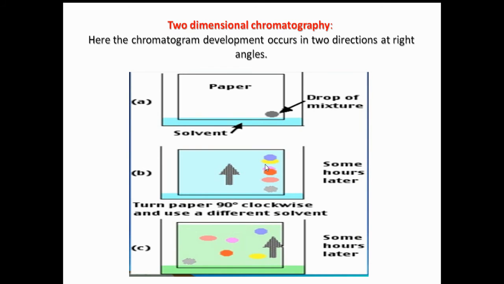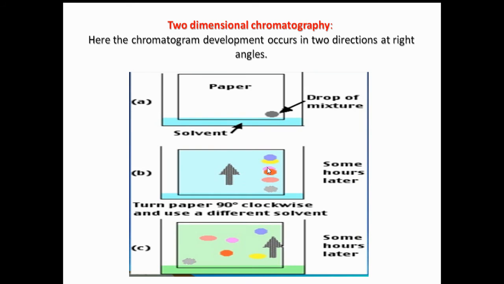Now what we need to do: the first step is similar to the ascending type. This is what we have done in one dimension. Now we have to rotate this paper by 90 degrees, 90 degrees clockwise, and then again place the paper in the solvent. After some hours, you can see the distribution of these spots in this way. This two-dimensional chromatography is mainly done for the components whose RF values are very close to each other.